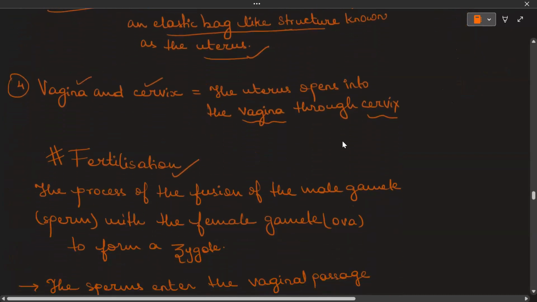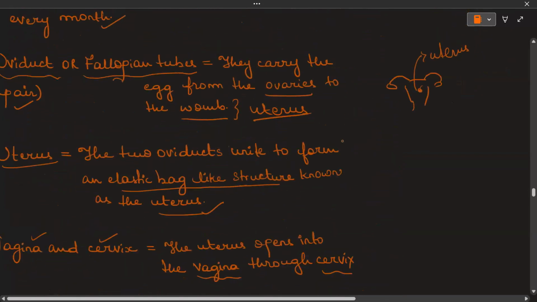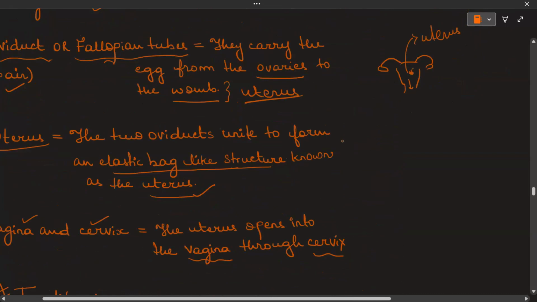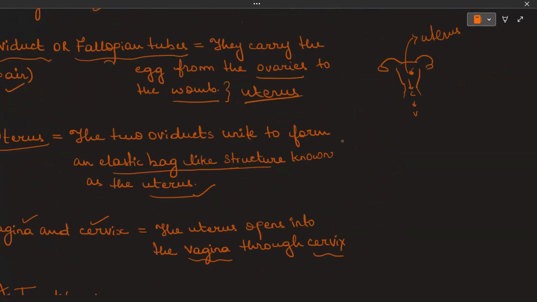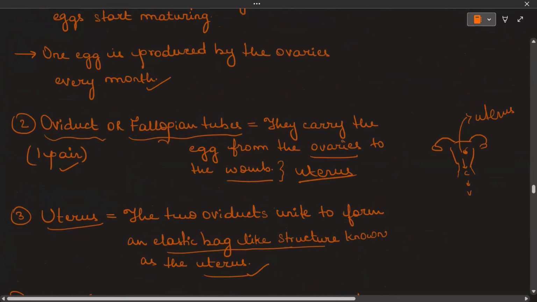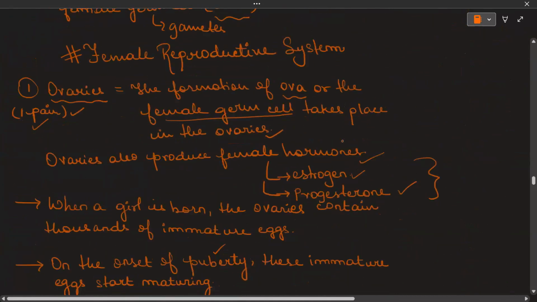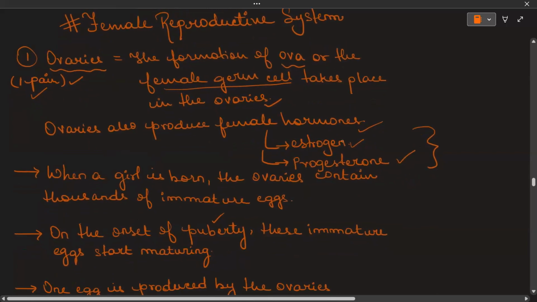Now talking about the last part of the female reproductive system, that is the vagina and the cervix. The opening of the uterus first opens into the cervix and then into the vagina. So the uterus opens into the vagina through the cervix. With that, these are all the different parts of the female reproductive system. Is it clear to everybody? Yes, ma'am. Okay, then you can note it down.